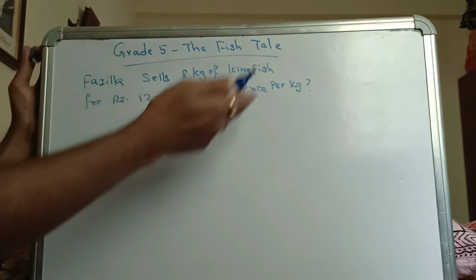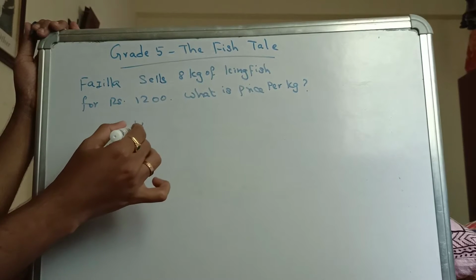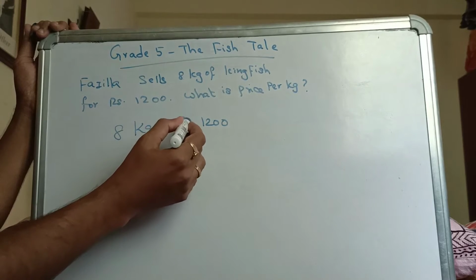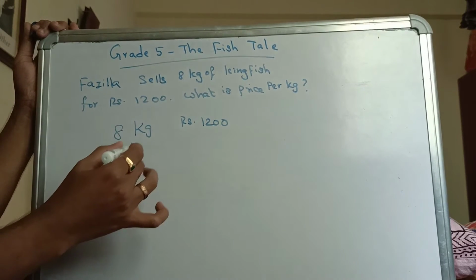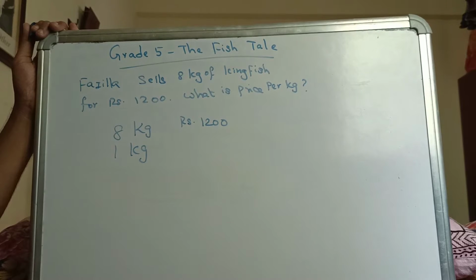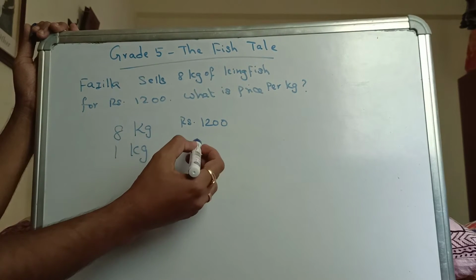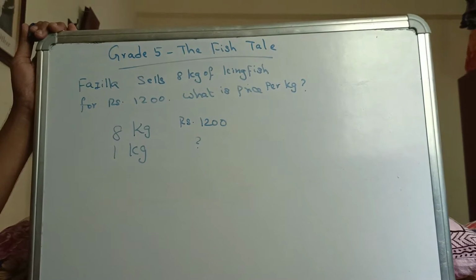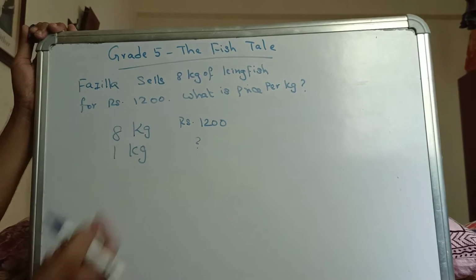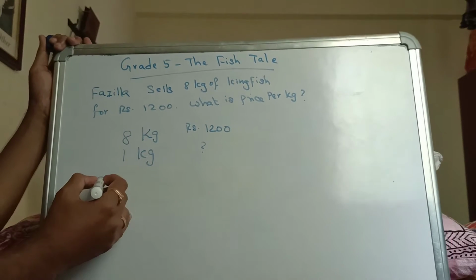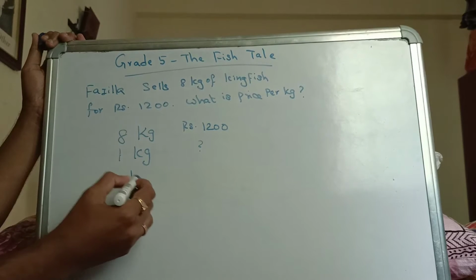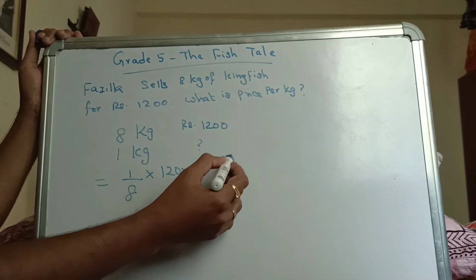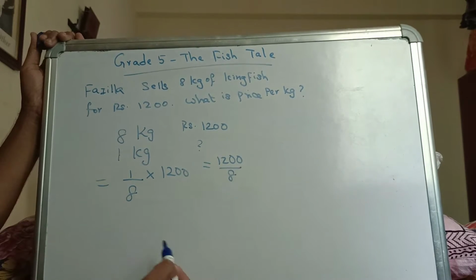Come on, convert this into mathematical version. 8 kg of fish she sold at rupees 1200. The question is, at what price is she selling per kg? Correct? 8 kg she sells for 1200 rupees, so 1 kg is how much? What is the answer? Nothing but the number below divided by the number above into 1200, which is nothing but 1200 divided by 8.